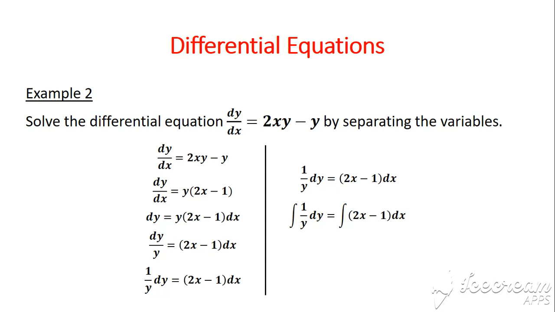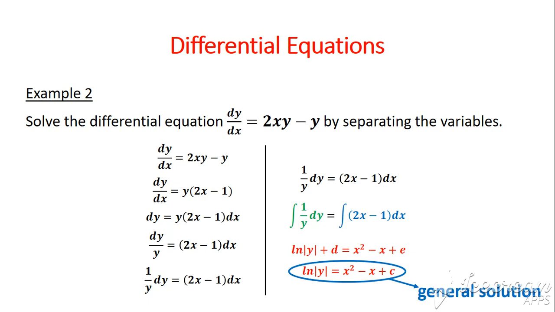Now I'm going to integrate. So I'm going to integrate the left-hand side with respect to y, and I'm going to integrate the right-hand side with respect to x. So when I integrate 1 over y, I'm going to get natural log of y plus some constant d. When I integrate 2x minus 1, I'm going to get x squared minus x plus some constant e. And finally, I can take the two constants d and e and put them on one side, normally on the right, and make it a constant c. So my general solution is natural log of y is equal to x squared minus x plus c.